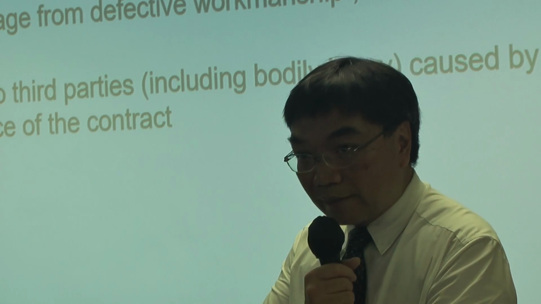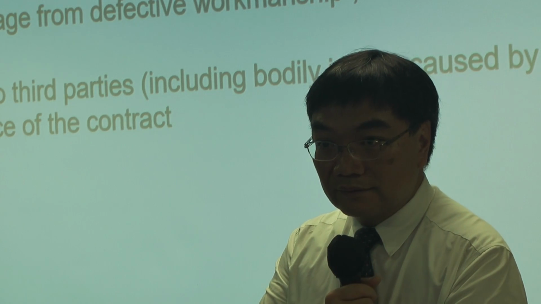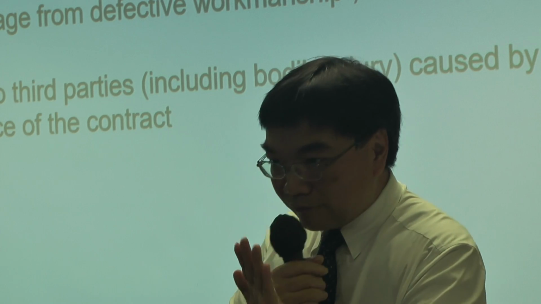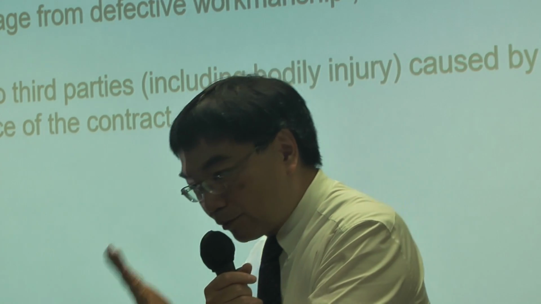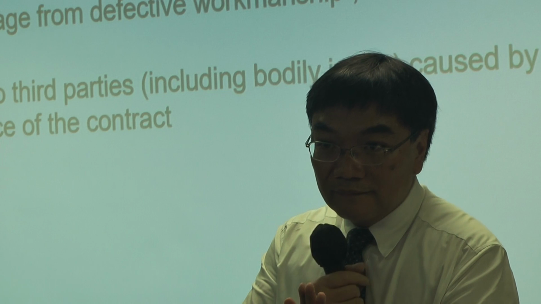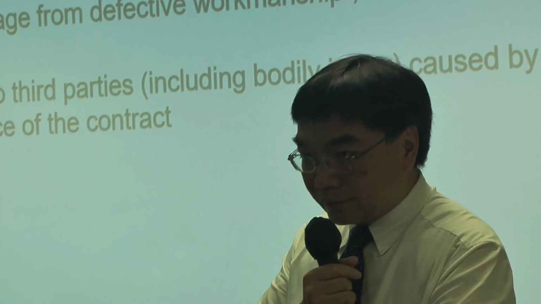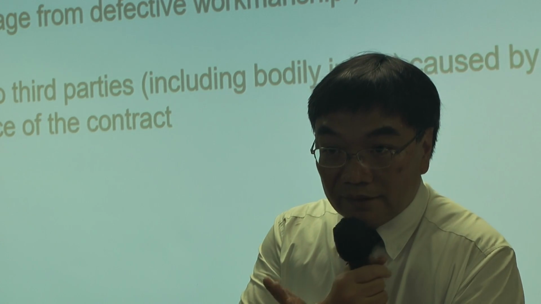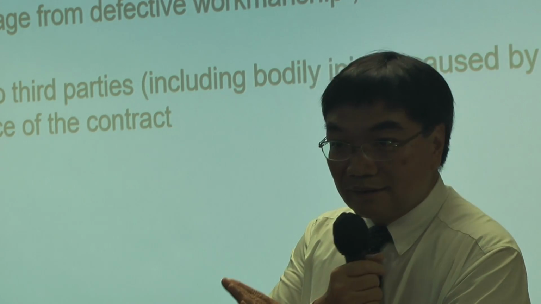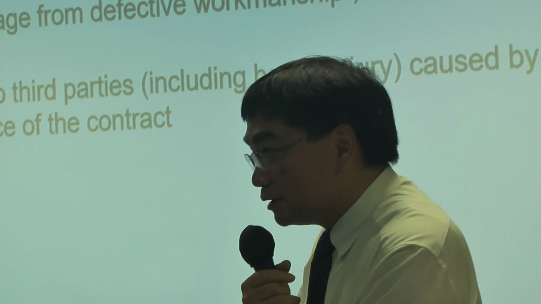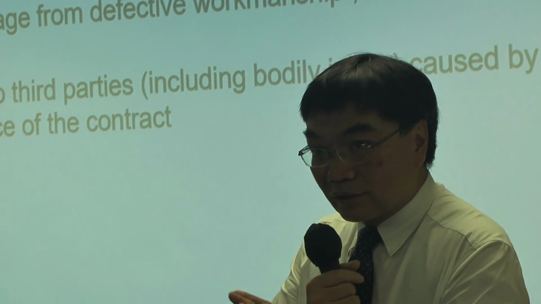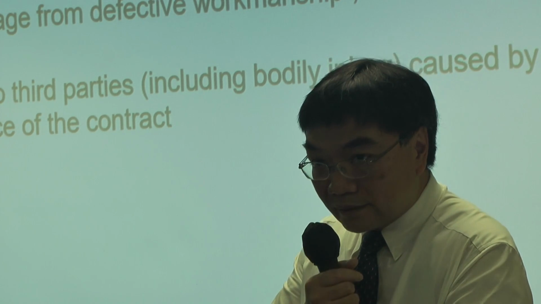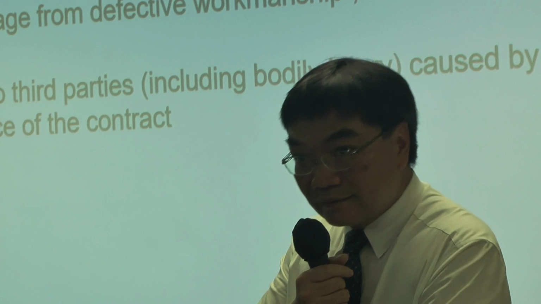For property damage, it is 6 years. If it is a combined third-party body injury and property damage claim, it's still 3 years. This limitation does not apply to minors. Do you know what minors are? Kids, babies, persons below 18 years old. The limitation period starts running when the minor reaches the age of 18.